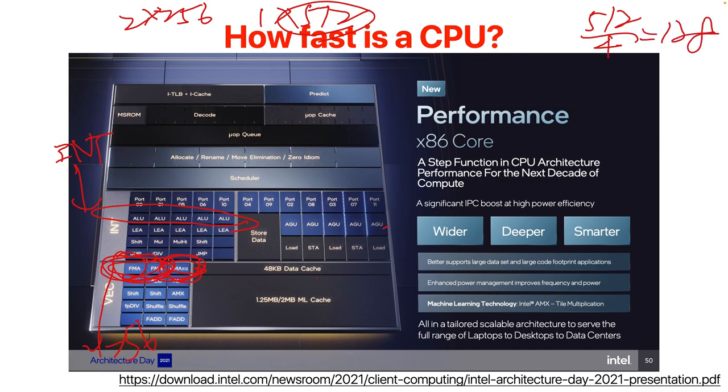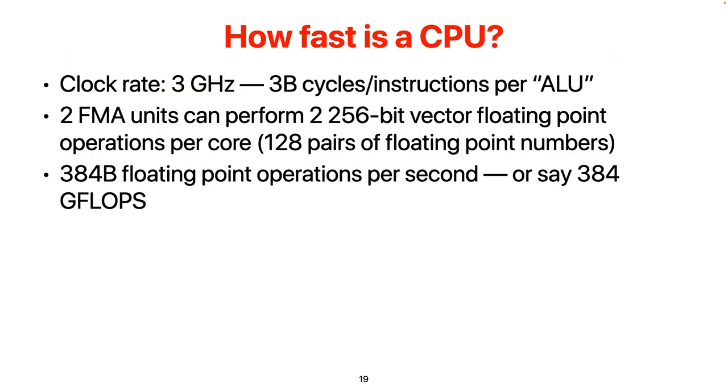So if a processor is clocked at 3 gigahertz, you actually have 3 billion operations per cycle per ALU. And if I can have 2 FMA units perform 2 times 256 bits of vector floating point operations per core, that is 128 pairs of floating point numbers, right? So that's actually giving you 384 billions of floating point operations per second.